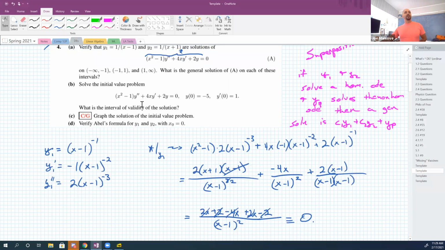All right, so do we trust that the other one would work? Yeah. The other one's really just different by a plus sign, but otherwise everything's going to cancel in basically the same way.